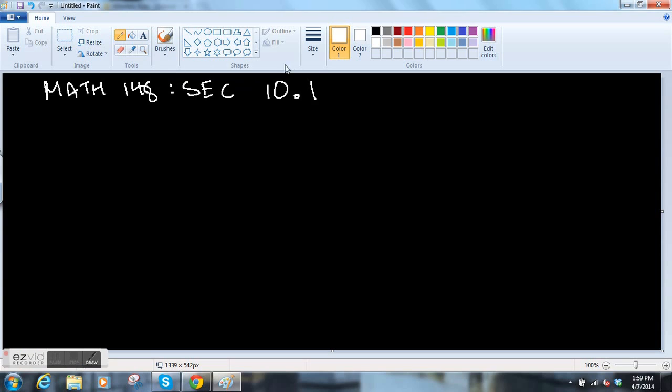Hi guys, this is Math 148 section 10.1. So in this chapter you're going to be doing a whole lot of graphing and essentially using your derivatives to figure out the various elements of a graph of a function.